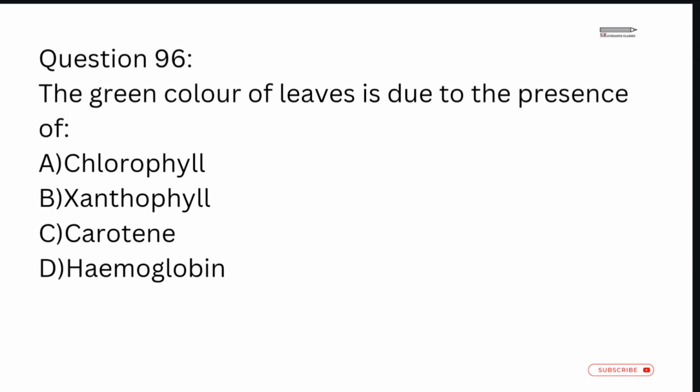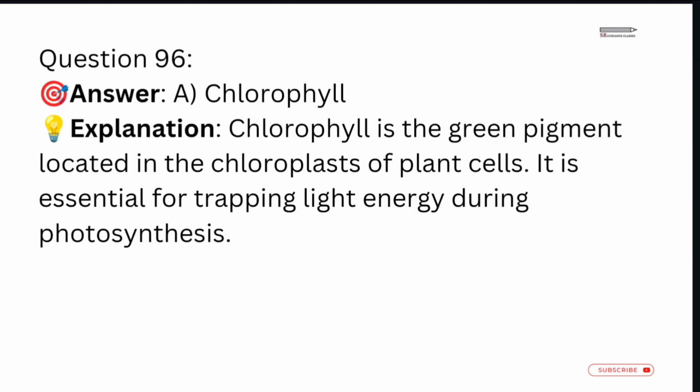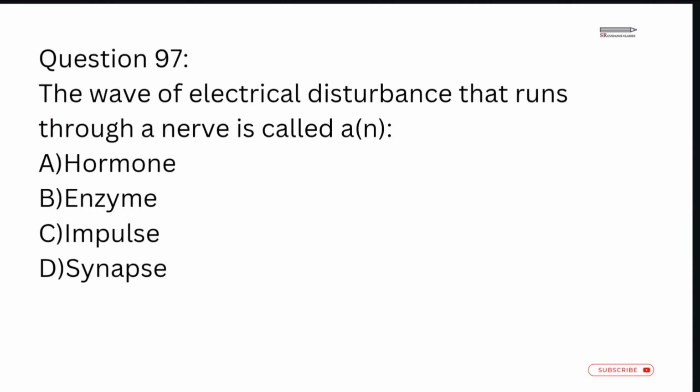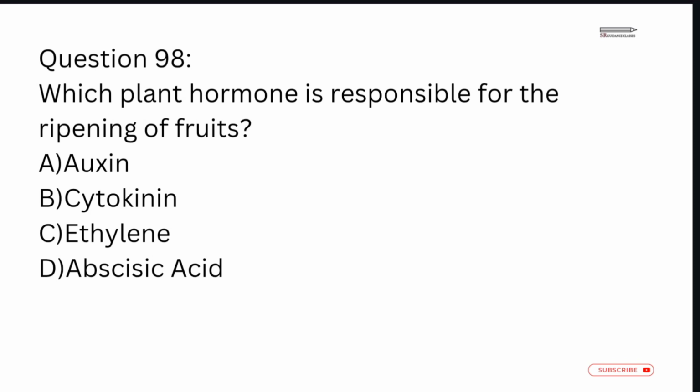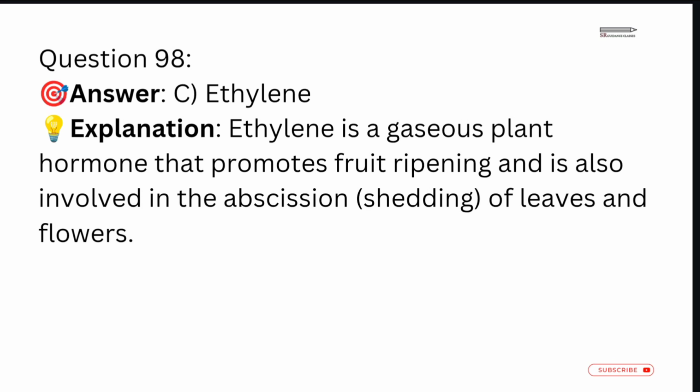The green color of leaves is due to the presence of... The answer is option A, chlorophyll. The wave of electrical disturbance that runs through a nerve is called... The correct answer is option C, impulse. Which plant hormone is responsible for the ripening of fruits? The answer is option C, ethylene.